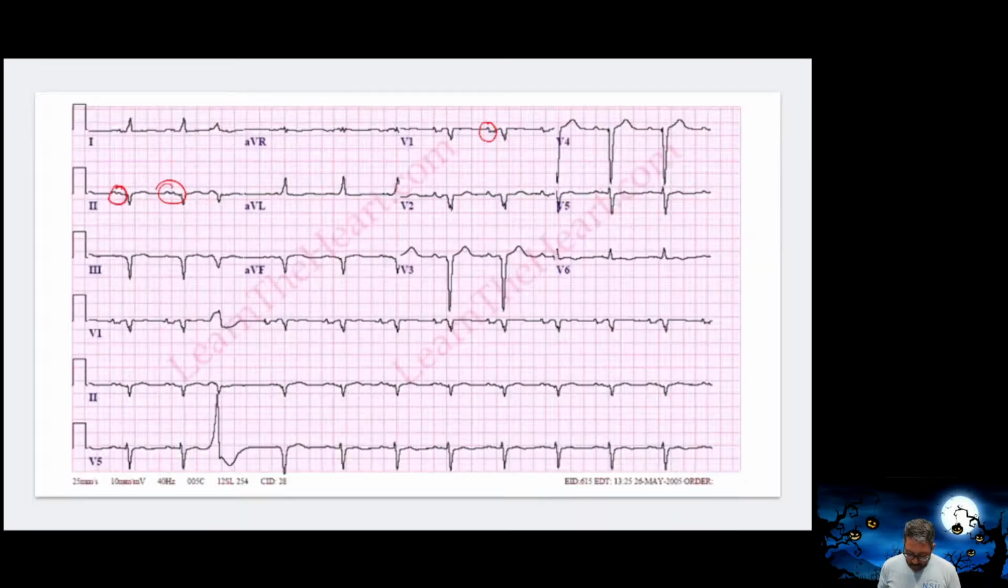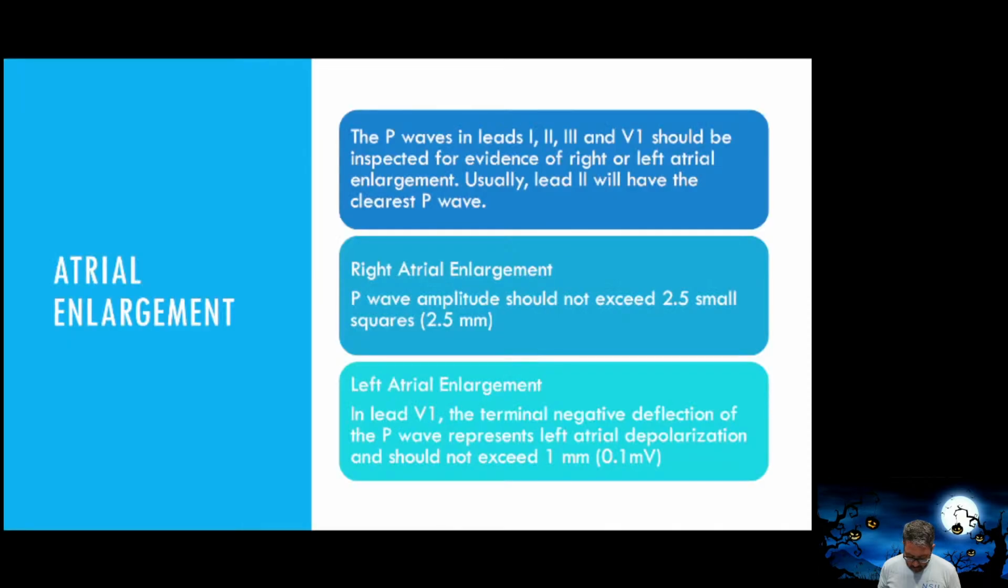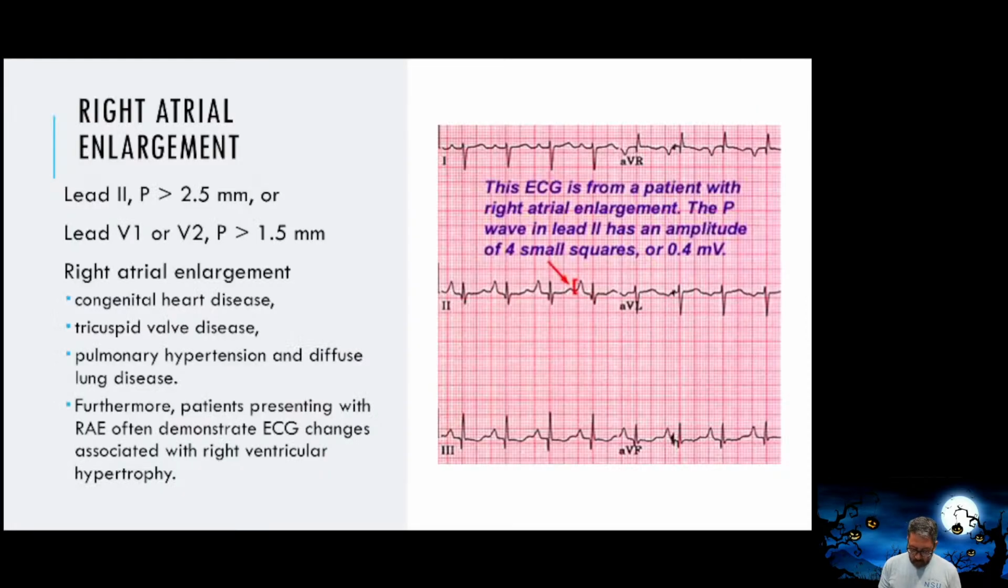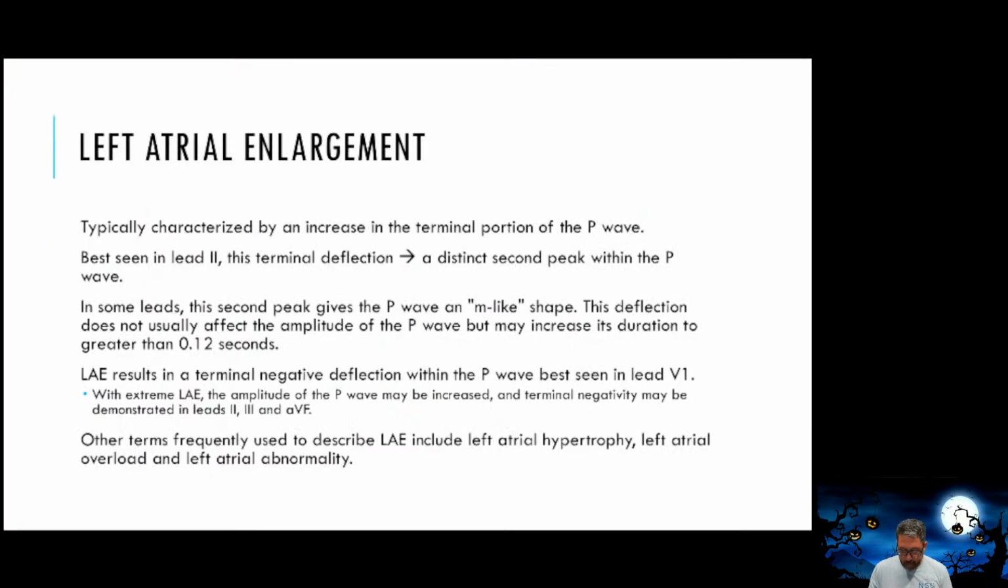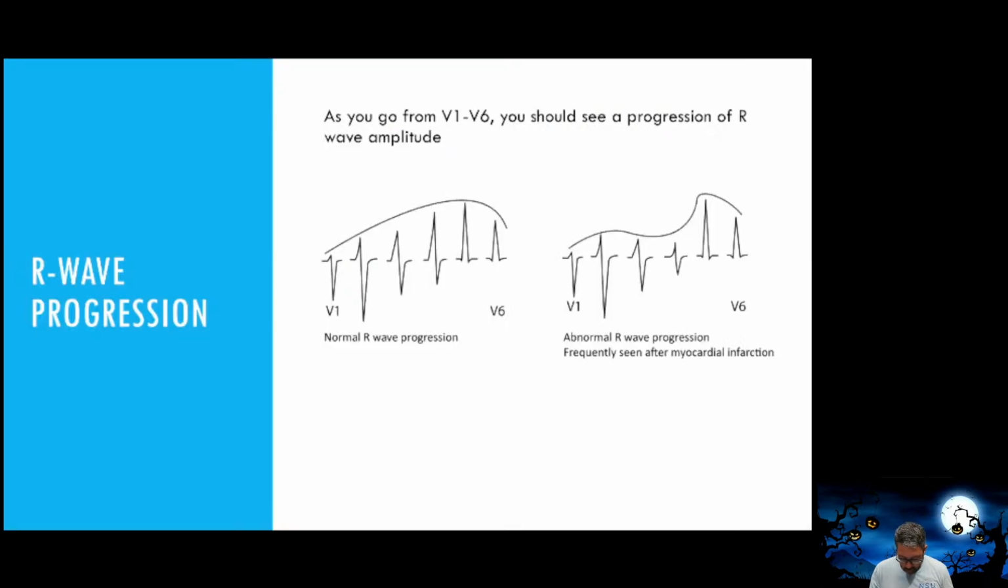R wave progression. Here's the right atrial enlargement. Lead 2, peaked P wave greater than 2.5, or lead V1, V2 greater than 1.5. Again, we're going to have peaked P waves for right atrial enlargement, M for left atrial enlargement.